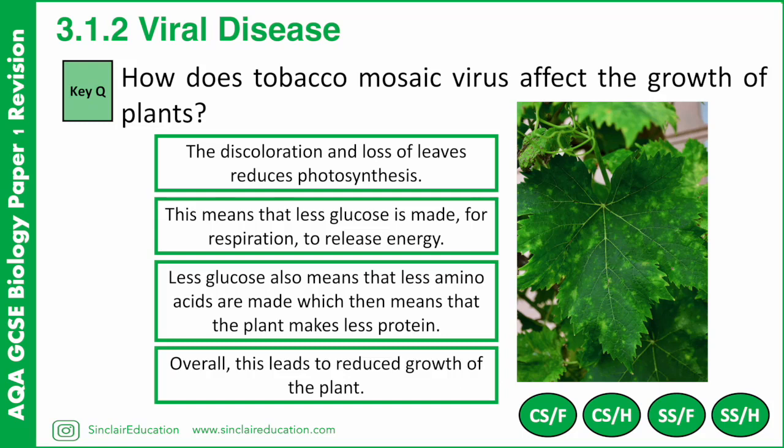So the plant has got the discoloration of the leaf, reducing photosynthesis and reducing the amount of glucose made. But then there's 2 issues with that reduced glucose. We've got less glucose for respiration, so less energy, but also we've got less glucose to make amino acids, to make proteins as well. Both of those, less energy and less protein, is going to result in less growth. So typically this plant will be stunted. It's not going to grow as big as otherwise it should.